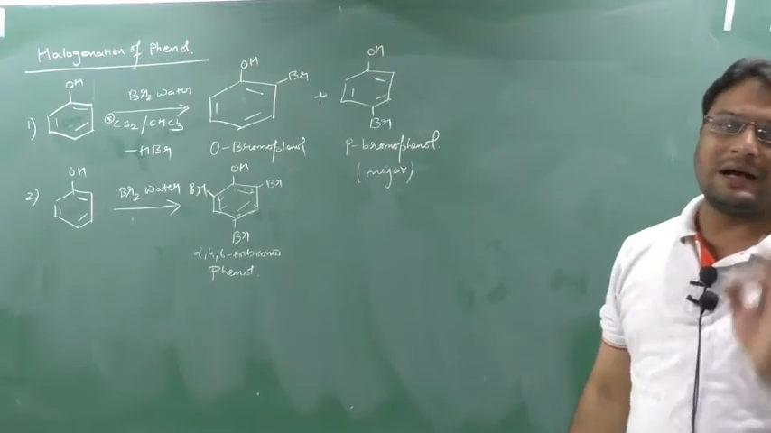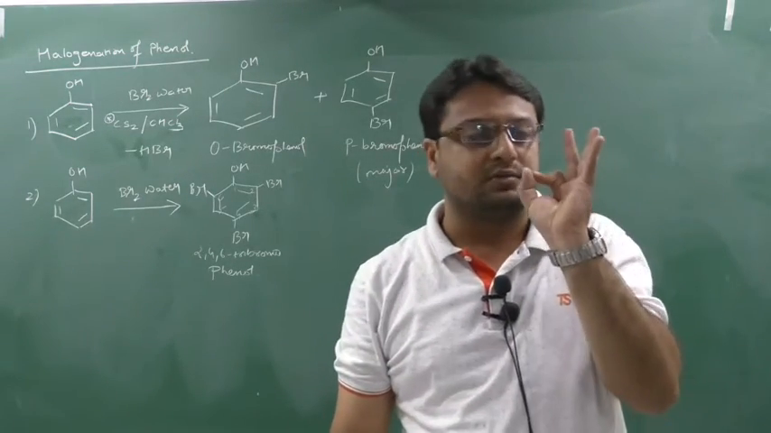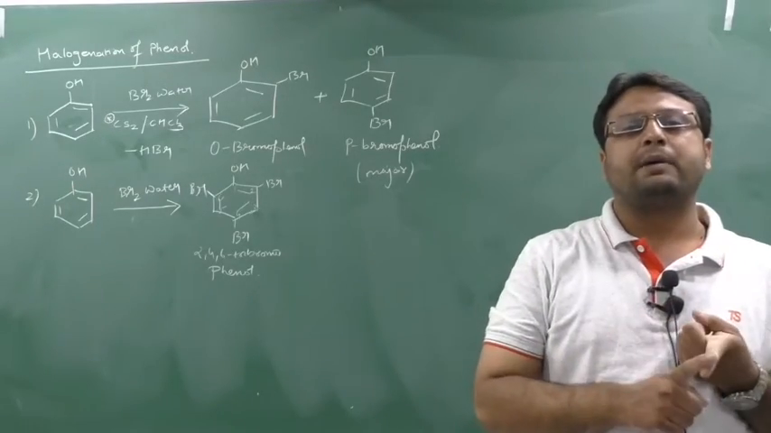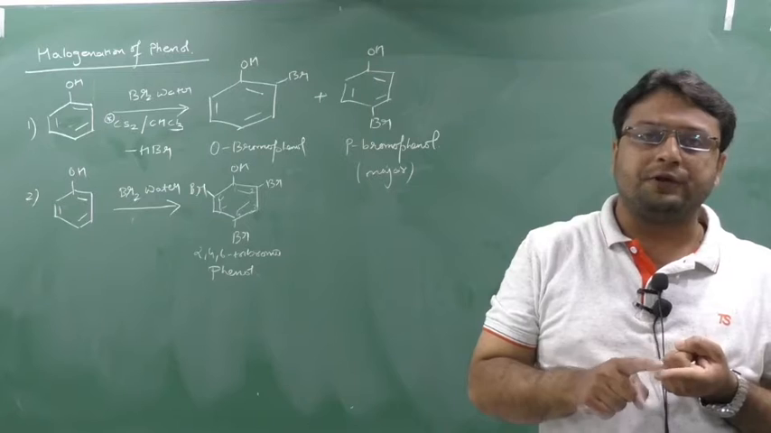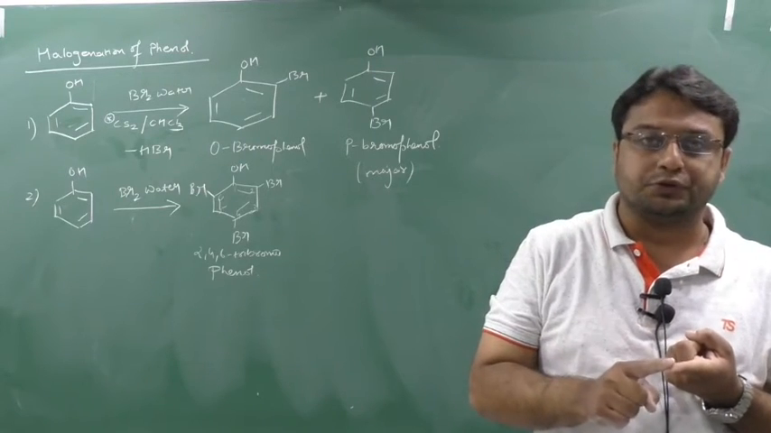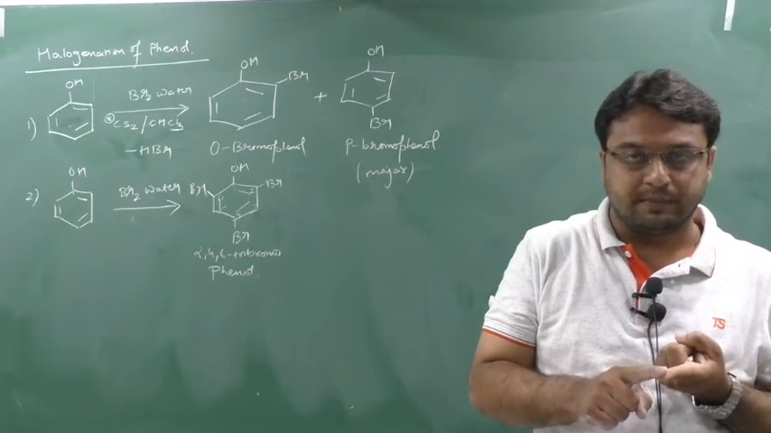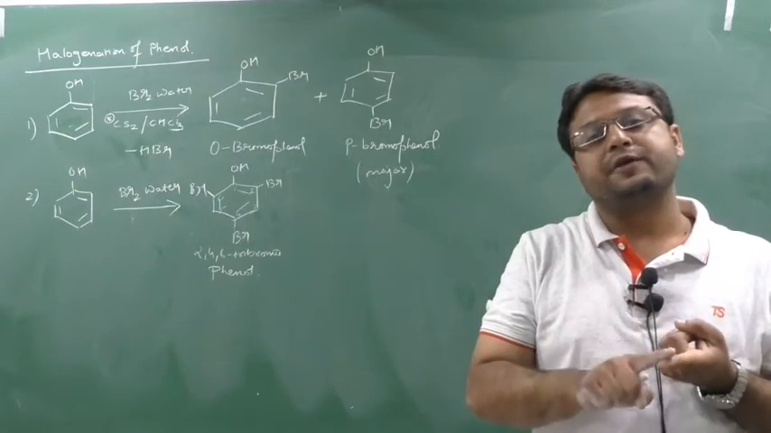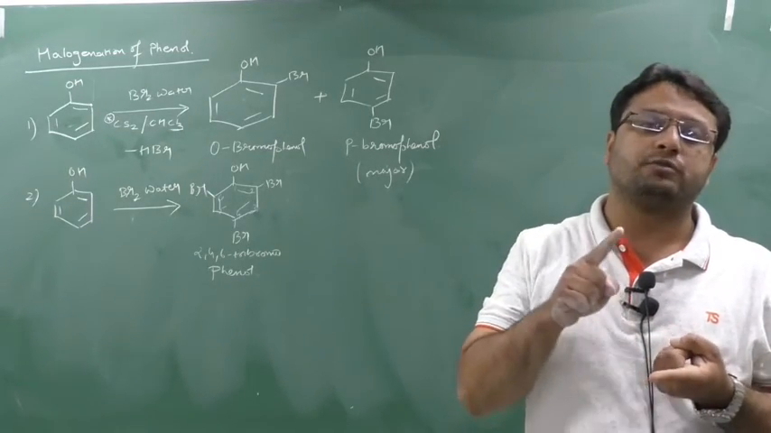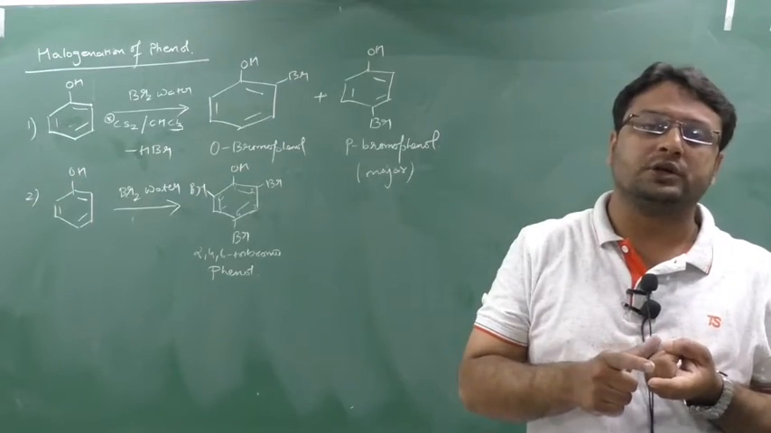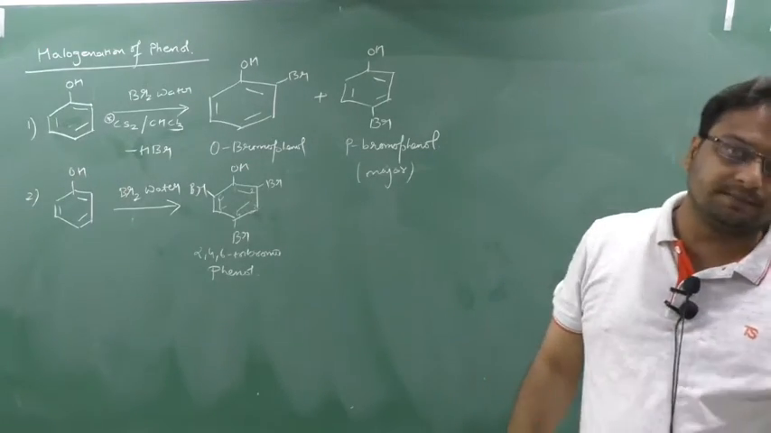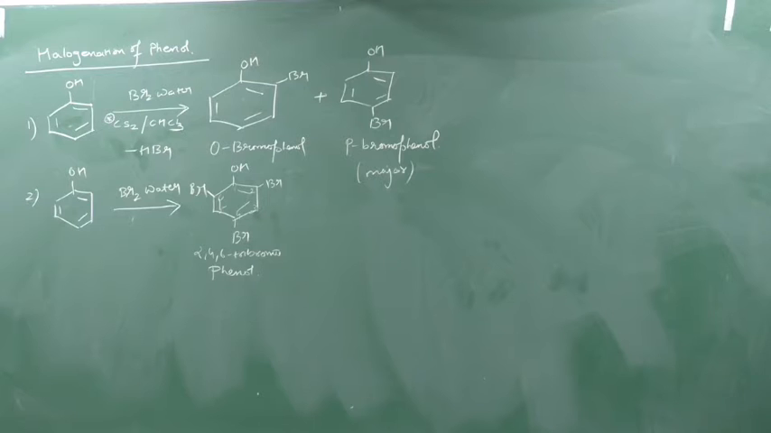So in short, last class I told you one shortcut. If there is a capability of formation of hydrogen bonding with the electrophile present at the ortho position, then ortho will be stable, ortho will be major. If there is no possibility of hydrogen bonding with the electrophile present in the ortho position, then para will be major. Clear this part?